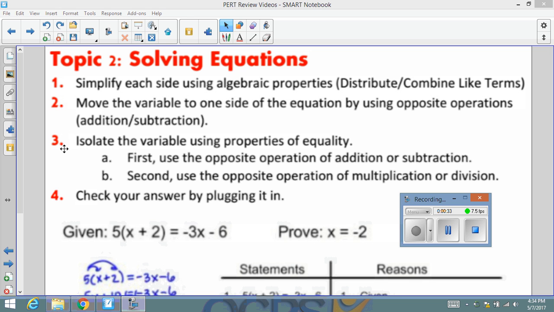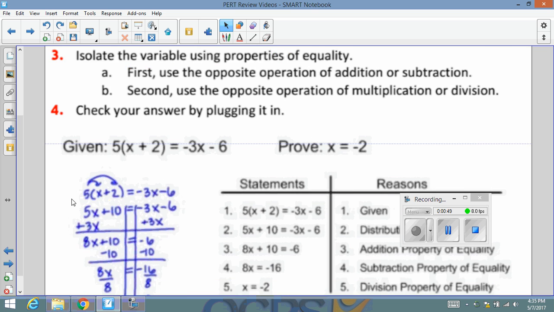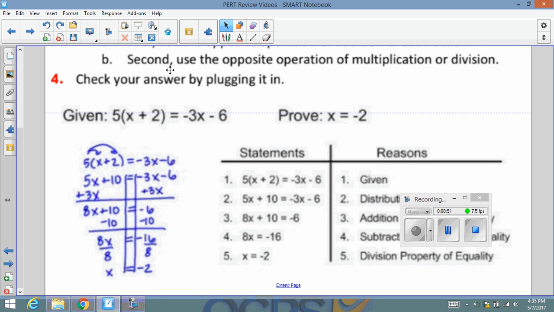And then we are going to isolate the variable using the properties of equality. So first we're going to do any addition and subtraction that we need to do, and then we're going to do any multiplication or division. Then of course we can always check our answer by plugging it in. So let's look at this example here.